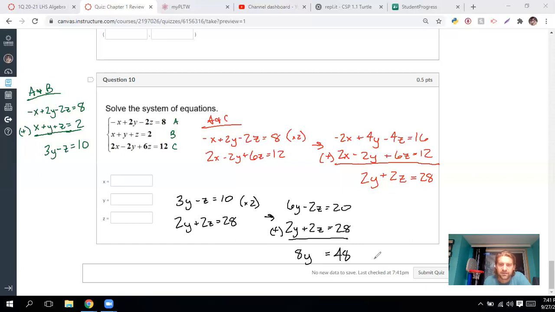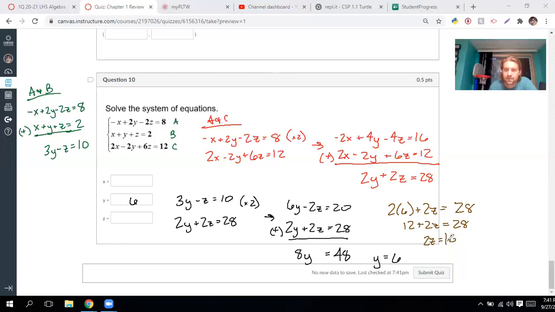And we could divide here. Y would be 6. All right, so that was the key piece. And now we just have to keep working backwards a little bit to figure out x and z. So I'm going to take that and plug it into this one here and solve for z. So 2 times 6 plus 2z would equal 28. So we'd get 12 plus 2z equals 28. Subtract 12, 2z would equal 16. So z would equal 8.